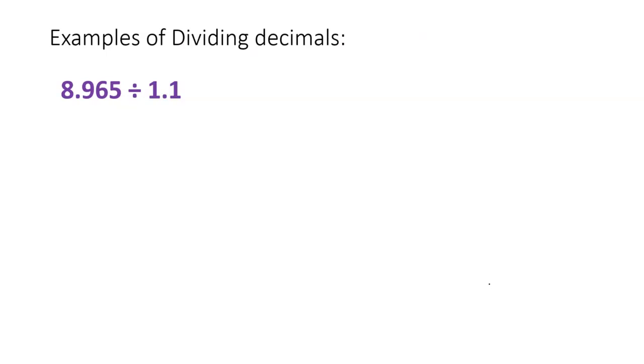8.965 is your dividend, 1.1 is your divisor. As you see, your divisor has a decimal and that needs to be removed. You have to move the decimal to the right and then make that 11 as your divisor. If I move the decimal one place to the right, I must do the same thing in my dividend by moving the point one place to the right. That makes it 89.65. Now we are ready to divide. 11 is my divisor. That goes out, and 89.65 will go in.